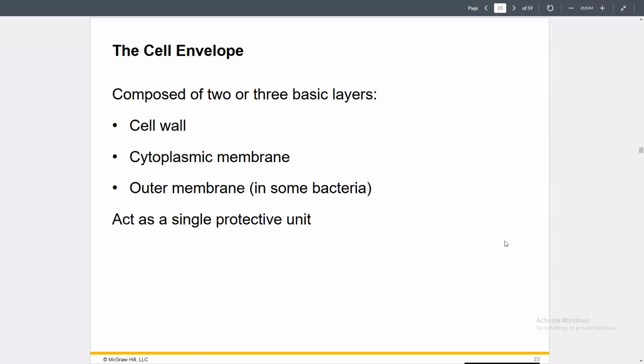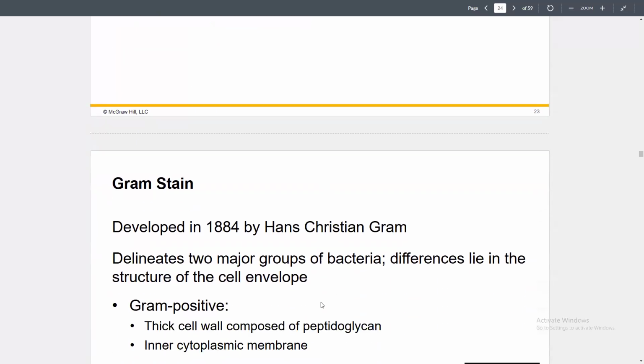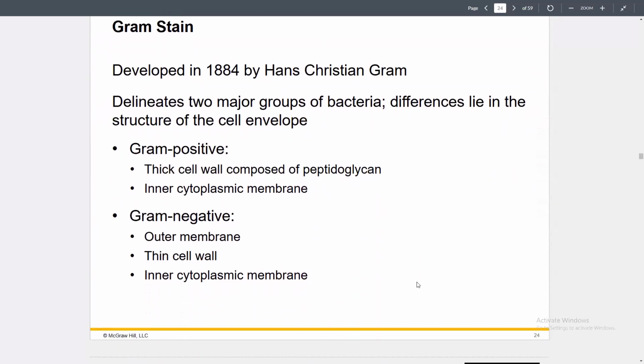And it's always going to be made up of, in bacteria, something called peptidoglycan. But all of these are going to work together as a single protective unit. And these are actually going to be our defining factors when we start talking about the differences between gram-positive and gram-negative bacteria.